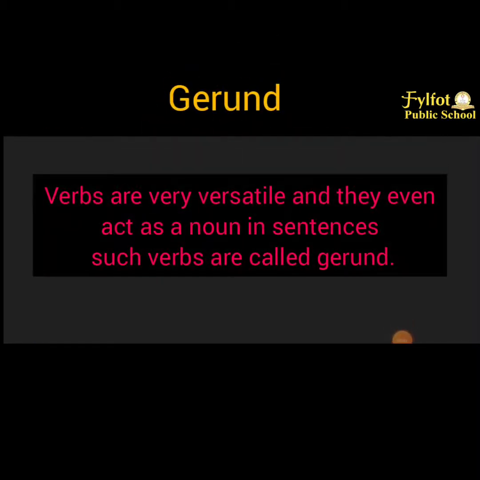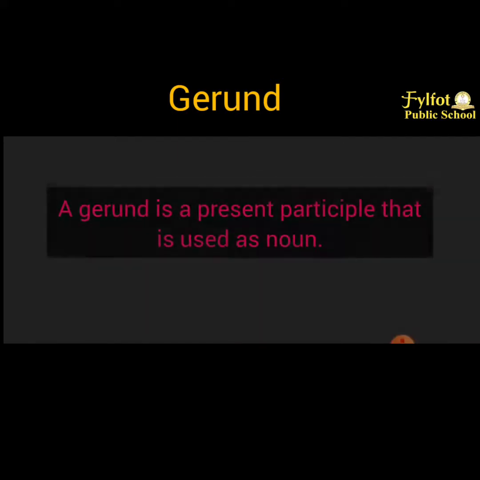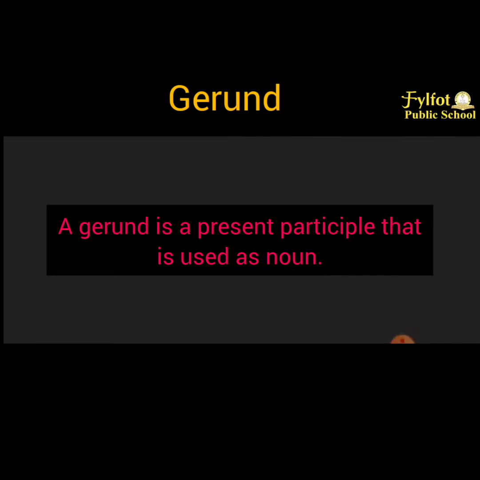Verbs are very versatile and they even act as a noun in sentences. Such verbs are called gerunds. So a gerund is a present participle that is used as a noun. You've learnt about present participle, that means verbs formed with ing. So gerund is a present participle that is used as a noun.